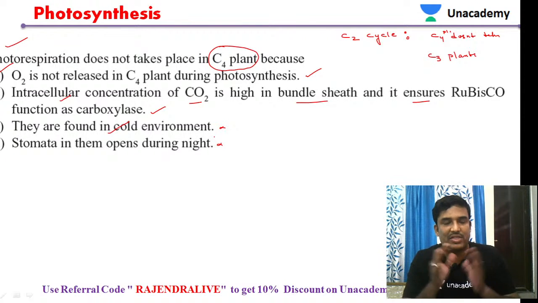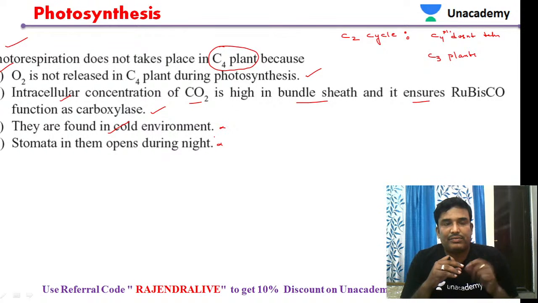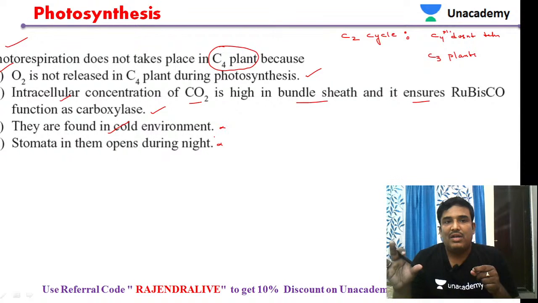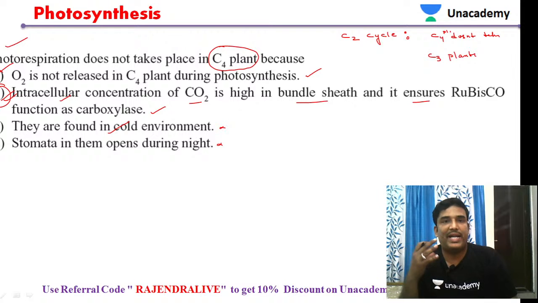Now we have two best statements here. The first statement says that O2 is not released in C4 plants during photosynthesis, whereas option B says that intracellular concentration of carbon dioxide is high in the bundle sheath cells, and it ensures Rubisco functions as carboxylase. Out of this we can take option B as the best answer. A can also be the answer, but we will take B as the best answer, because oxygen is also not released in C4 plants.